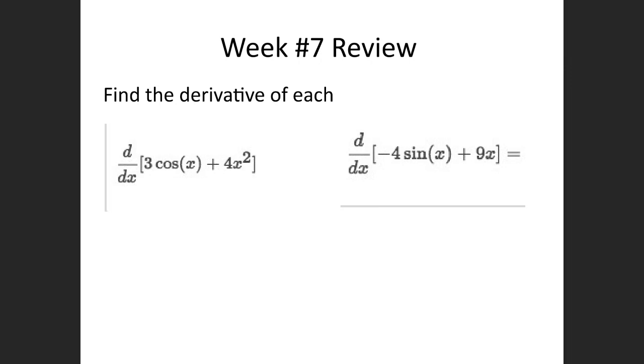So now we're using trig functions and the power rule. So in this problem, the derivative of cosine of x is just negative sine of x. So this becomes negative 3 sine of x plus 8x. And then the second one, the derivative of sine of x is cosine of x, so that's negative 4 cosine of x plus 9. Ooh, you guys are good. Very nice. Excellent.